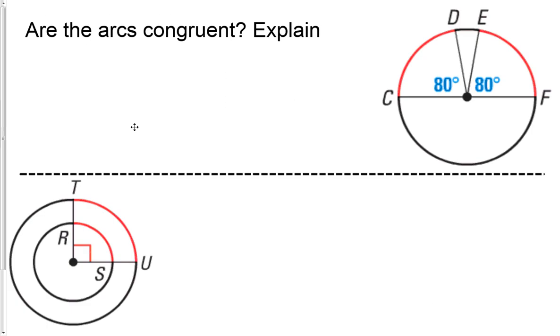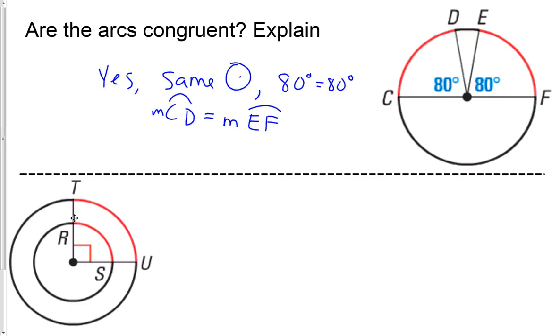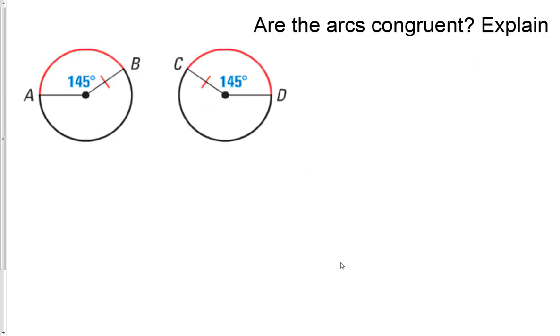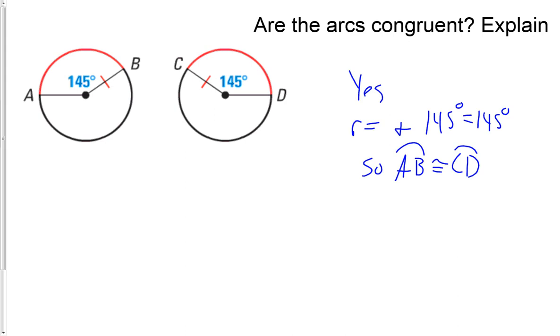But next, the bottom one, they try to make it look like it's the same circle, but clearly one circle is much smaller than the other. This is clearly going to be no. Next one, we've got 145, 145. Do we have our radii congruent? I see this mark means the radii are congruent, and therefore the radii are equal. 145 is 145, so arc AB is congruent to arc CD.